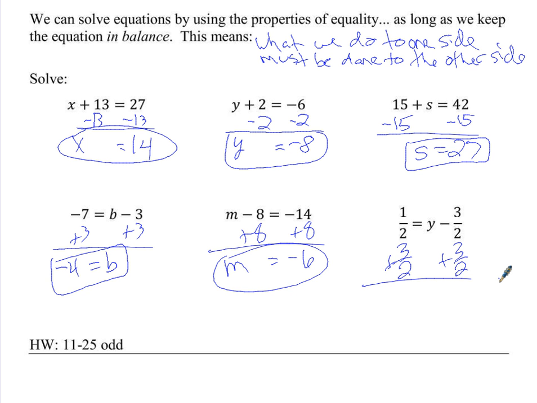Okay. What is 1 half plus 3 halves? It's 4 halves. I can actually add these because we have common denominators. So then I add the numerators and I get 4 halves. The equal sign comes down. I didn't do anything to the y, so it comes down. The negative 3 halves plus 3 halves goes away.